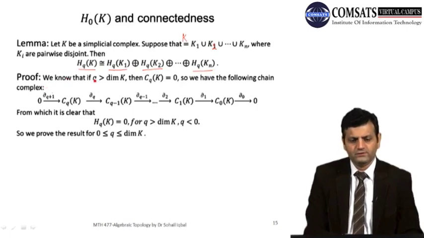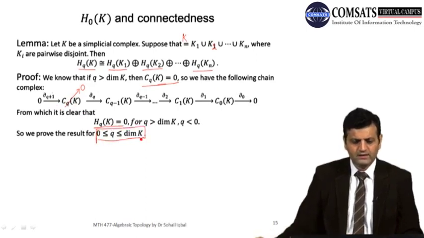We know that if q is greater than the dimension of K, then CqK is 0. So we have the following chain complex, and in this case CqK will be 0. From here we can see that the boundaries and the cycles are 0, so that's why HqK is 0. So now let's go on and prove this result for q less than or equal to the dimension of K and greater than or equal to 0.